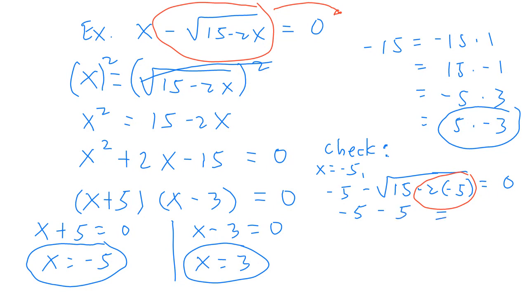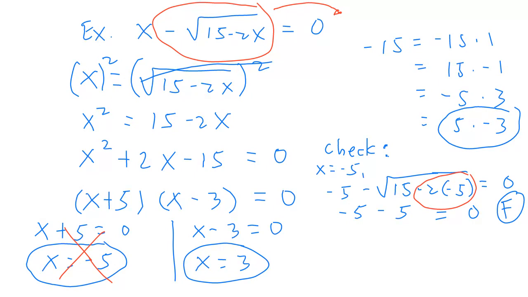And then adding that to negative 5, it gives you negative 10. So this is false. So negative 10 equals 0. It's false. So negative 5 is not the true solution. So disregard negative 5 in the solution set.